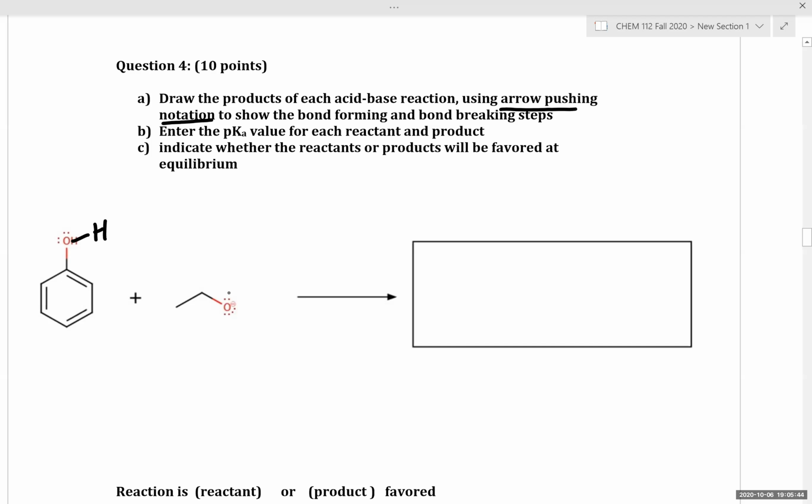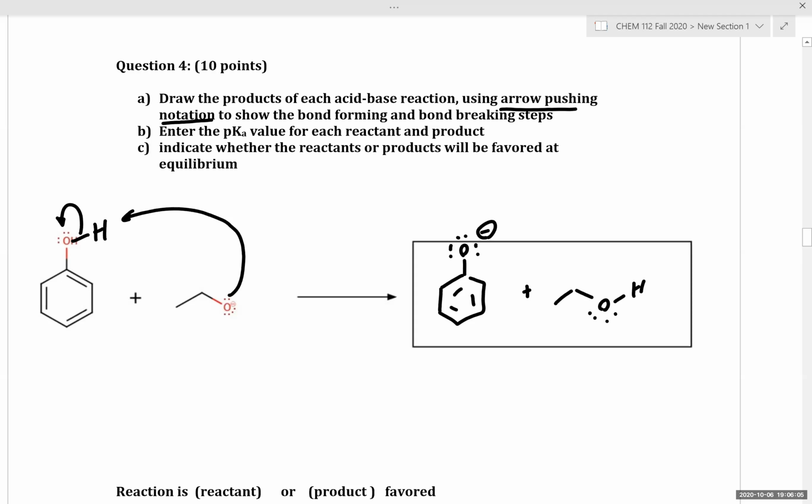So, showing arrow pushing notation, our base will attack our hydrogen, and then we'll break our oxygen-hydrogen bond to generate our anion. One other thing I noticed on the exam, you want to make sure that you're drawing your structures with clarity and precision. If the structures are not correct, I can't give points. Listing our pKa values, phenol has a pKa around 9.9, while this primary alcohol has a pKa of around 17.